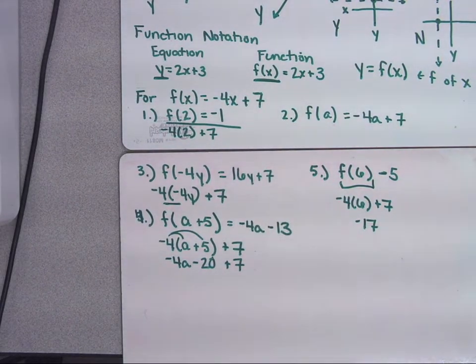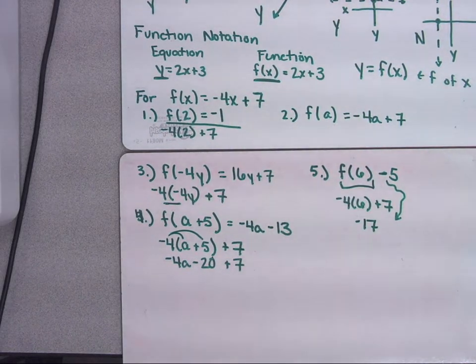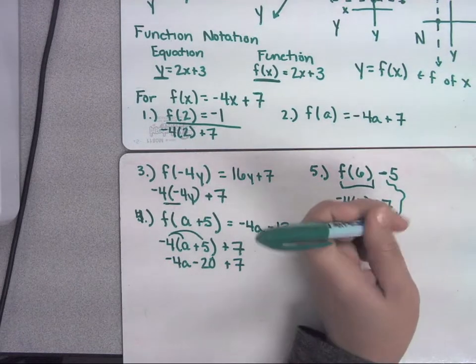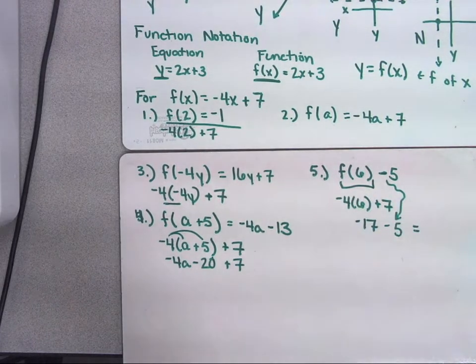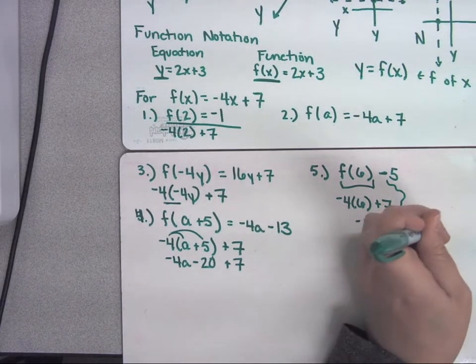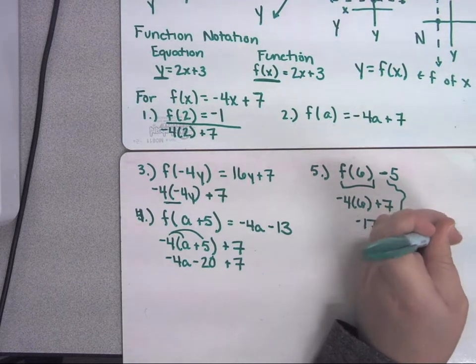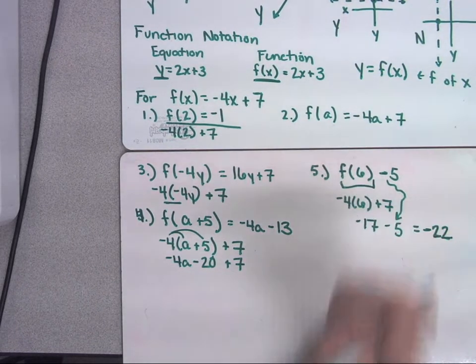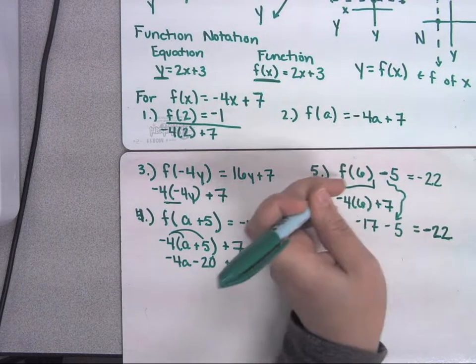Then, at the end, we're going to apply whatever was on the outside. So now what are we going to do? We're going to subtract 5. Well, since they're both negative, it makes the number bigger. Then what do you get? Negative 22. And then I would write it up here to show that all of that equals negative 22.